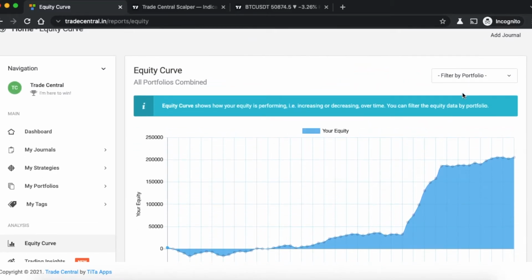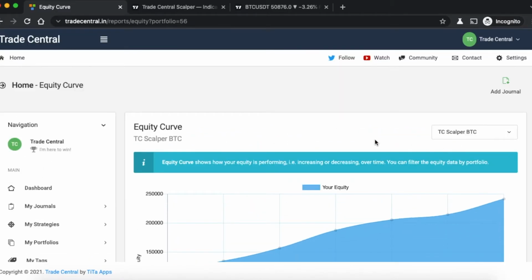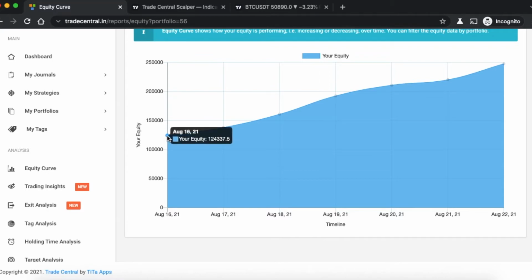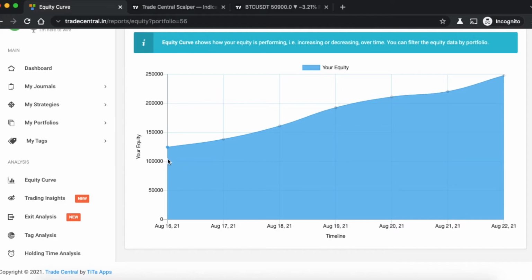So this is the total portfolio curve. I will just filter it with this. We started with a demo account of $100,000. It's showing here because this was the first day. Within the first day we made $12,000, so that's why it's showing like this. As you can see, from 16th August to 22nd August, we grew our portfolio from almost $100,000 to $250,000. So that is almost 150x gains.